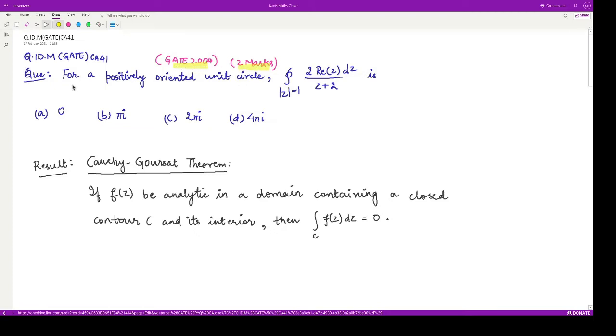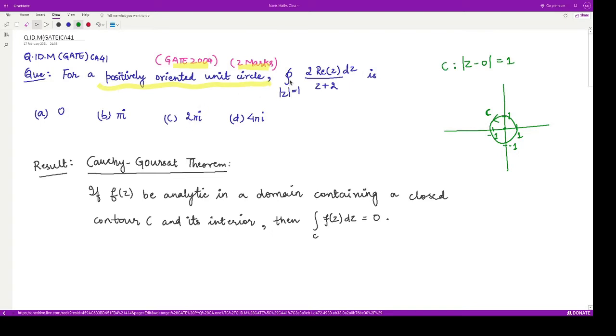The question says, for a positively oriented unit circle, that means we are talking about the unit circle |z - 0| = 1, having center at 0 and radius 1. So it would be something like this. This is the origin, this is one distance on the right, on the left, up and down. So our circle positively oriented would be something like this, in this particular direction. Say this is our circle C.